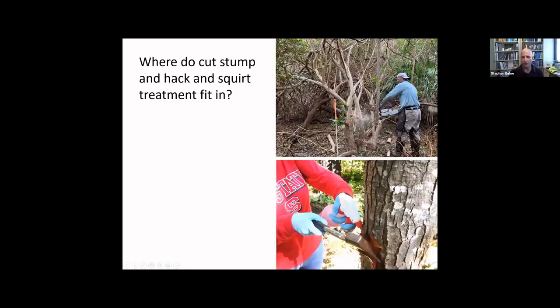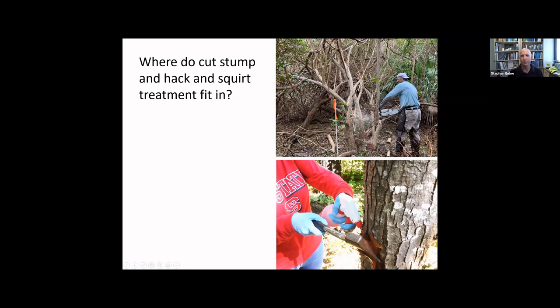Now, where do cut stump and hack and squirt fit into that? Cut stump is the thing that we're often forced to do. This is the most expensive, most labor intensive, and oftentimes can be quite hazardous and difficult to deal with, where we are physically cutting the trees down to the ground and then treating the stumps. But we use it where dead standing cannot be tolerated. We often use it to clean up sites, to remove tremendous amounts of woody biomass from a site. And so it is necessary.